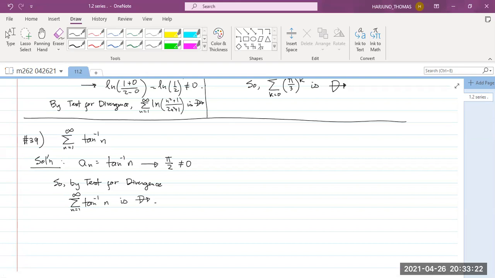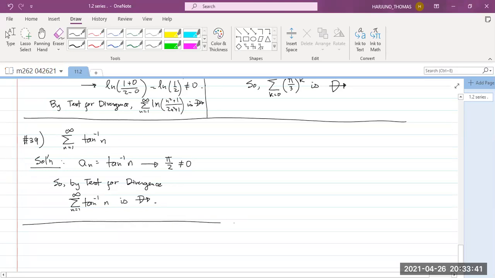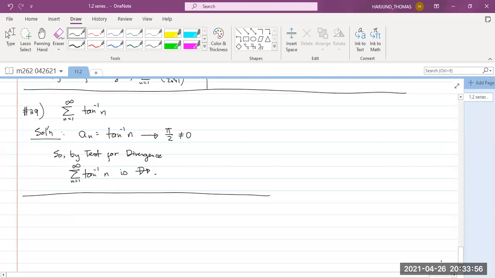Now, instead of doing number 41, I really want to do number 41, but I guess I cannot yet, because that one requires me to use telescoping. Let me do number 43 first. Number 43, the infinite sum from n equals 2 to infinity, so it doesn't start from 1, of 2 over n squared minus 1.